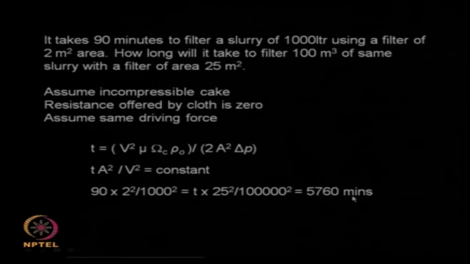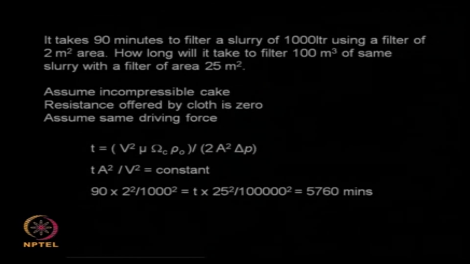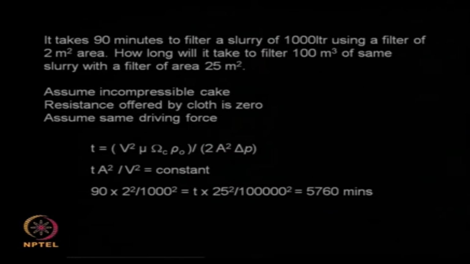It is a very simple problem, but it has implications especially during scale up. When I am scaling up from lab scale going to a pilot plant and going to a full scale commercial plant, the amount that needs to be filtered also keeps increasing. I might not be able to increase my filter area too much. So what is the alternative? I need to take much longer time to filter the liquid or the slurry. So that is what is happening here.